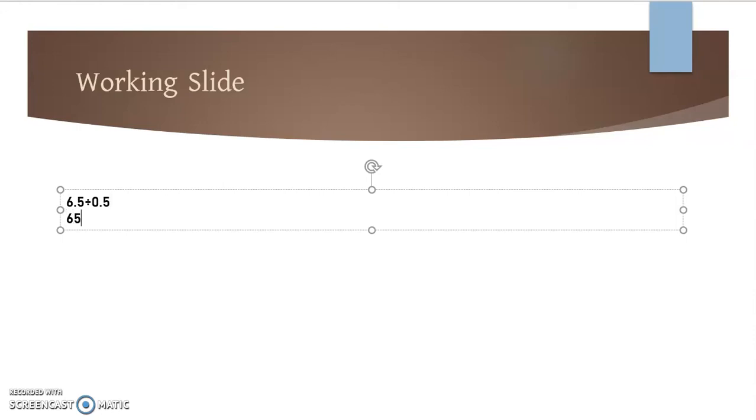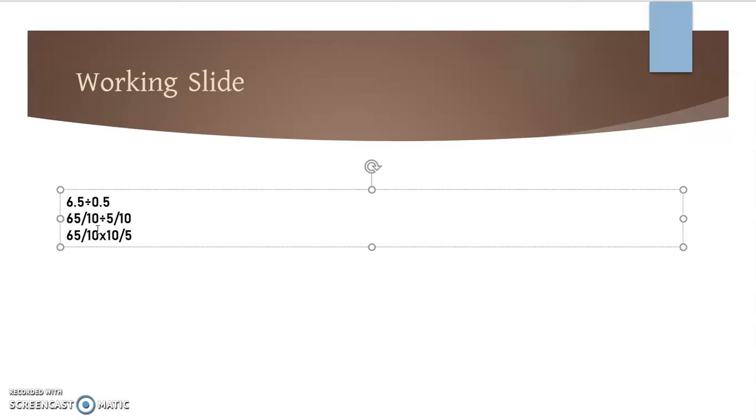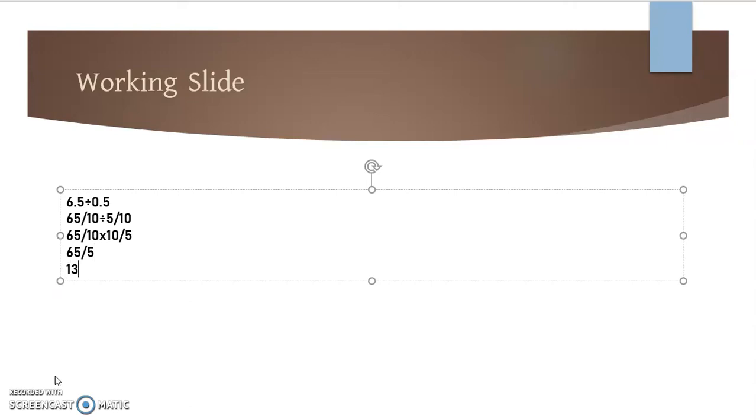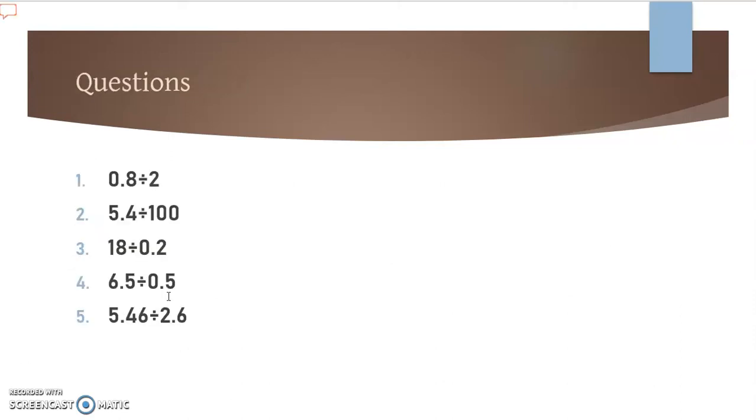And next question is 6.5 divided by 0.5. In this question, 65 by 10 divided by 5 by 10, we take the reciprocal of the second number, 10 by 5. This 10 and this 10 get cancelled. 65 divided by 5, answer is 13. Now wait, I think the answer should be 13, I'm not sure. Oh yeah, the answer is 13.